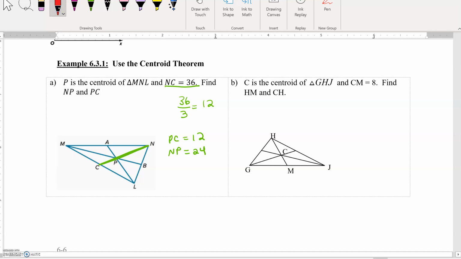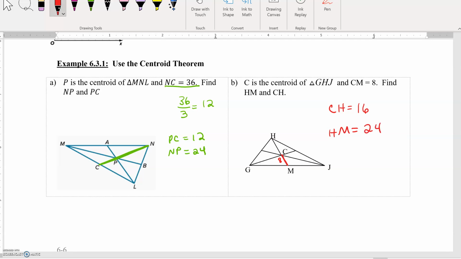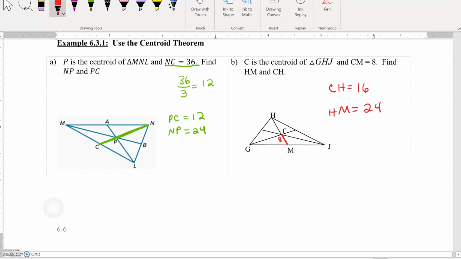And then over here, C is the centroid of triangle GHJ. The length of CM right here is 8 units. It wants us to find the length of HM and CH. Well, CH is pretty simple. We just double the 8, we get 16. And then HM, we would add those two together or multiply 8 times 3, whichever way you want to go. And we can figure out that HM, the whole thing, would be 3 times the length of CM.